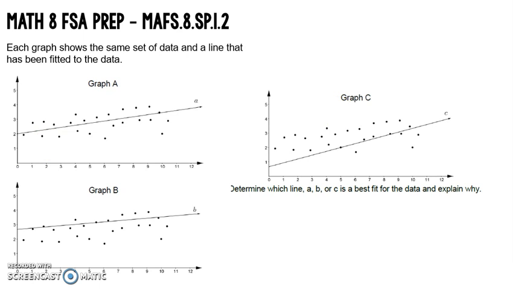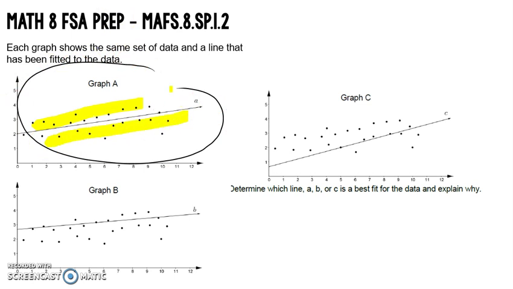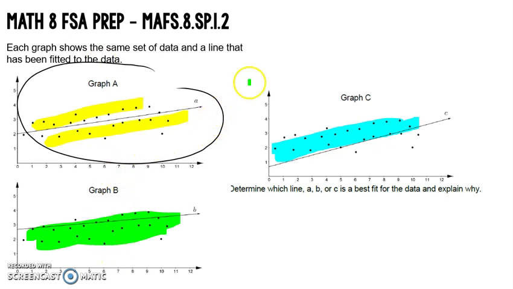I want to say A. The reason I'm going to say A is because if you look at graph A, about half that data is above, about half that data is below. In C, it looks like about everything is above it, which doesn't really help us. And in B, about everything is below that line. So graph A would be the one I would choose.